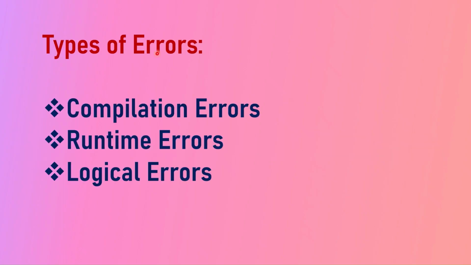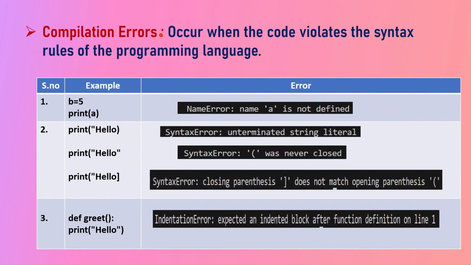Okay, now let's see the types of errors that we have in Python. So we have three types of errors in Python: compilation errors, runtime errors, and logical errors. Now let's see each one of them in detail. First one is about compilation errors.